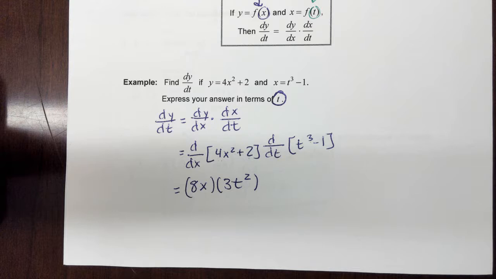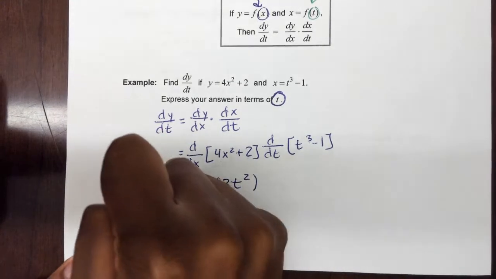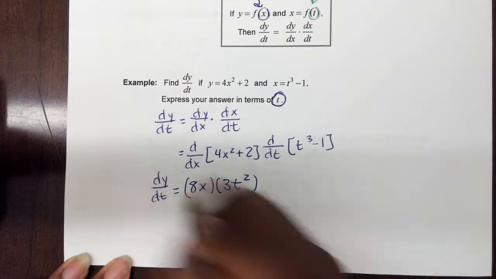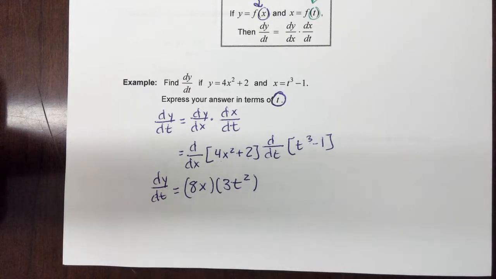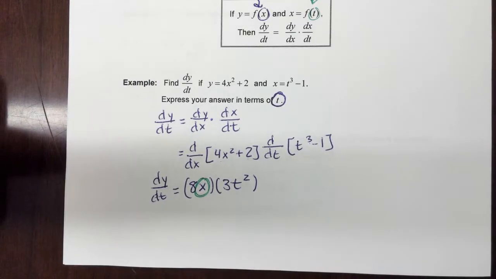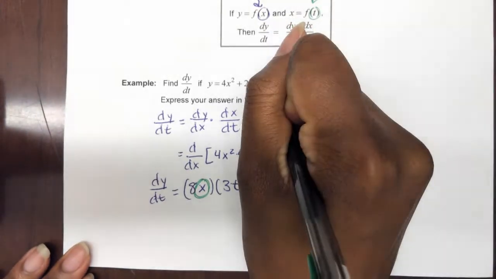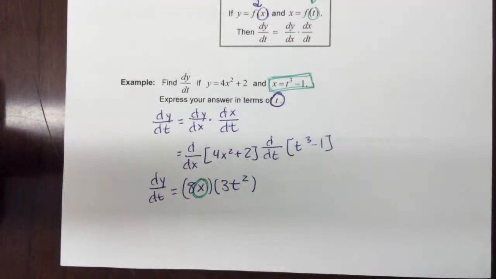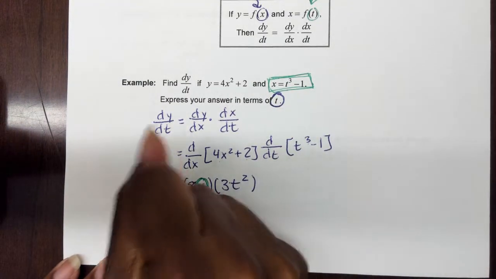Okay, so we want our final answer to be in terms of t only. So right now, we have that dy/dt is 8x times 3t squared. So we have to put x in terms of t. So from our problem, we know that x is equal to t cubed minus 1. So we're going to use that to substitute into our answer.